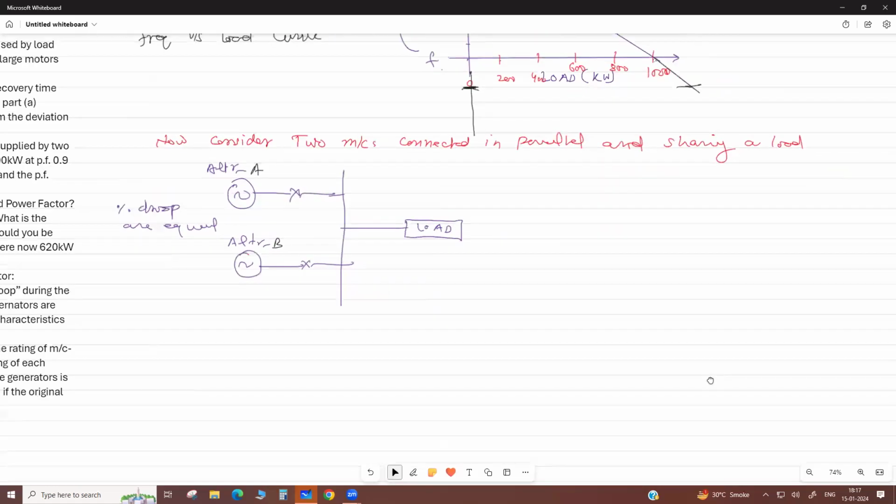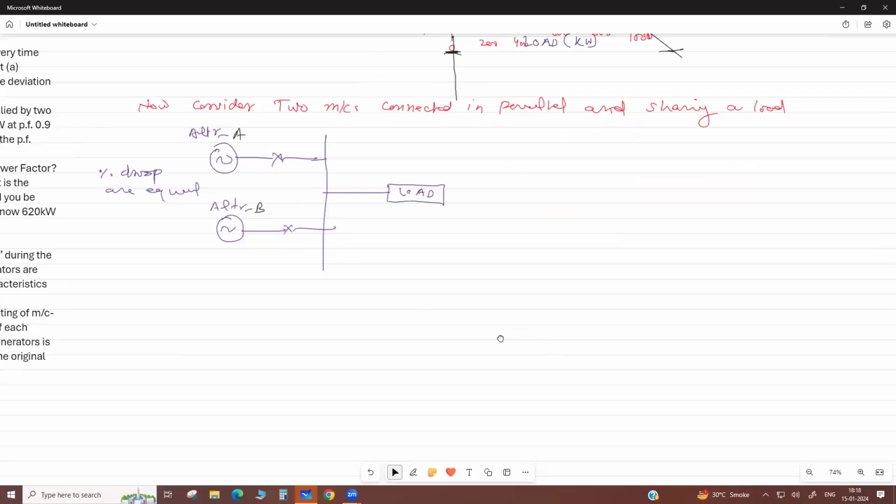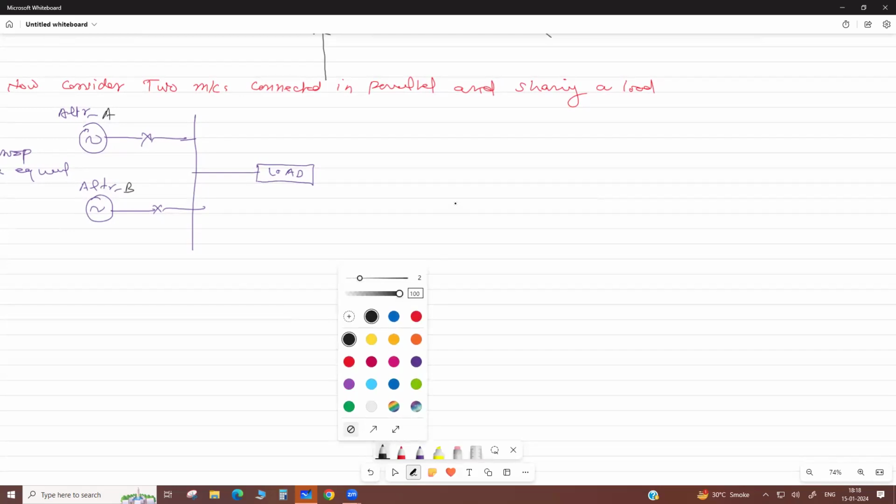See, there was one question they asked: explain the significance of speed droop during parallel operation. So it plays an important role during parallel operation. Assume two alternators running in parallel and draw the frequency versus load curve, with load sharing. So you draw this diagram and draw the curve also. So now the frequency versus load curve.